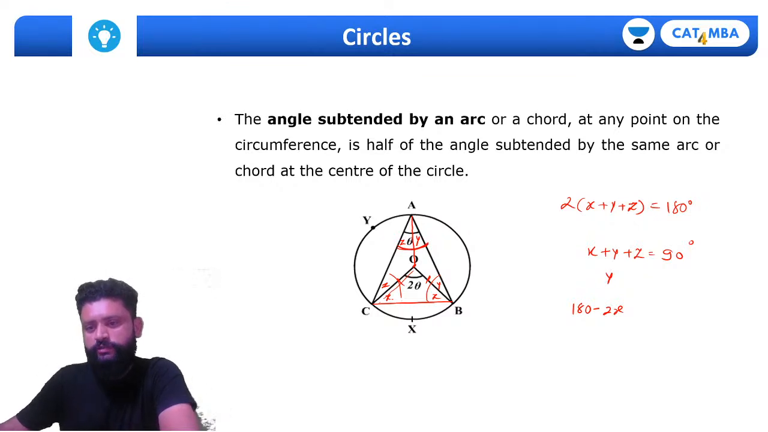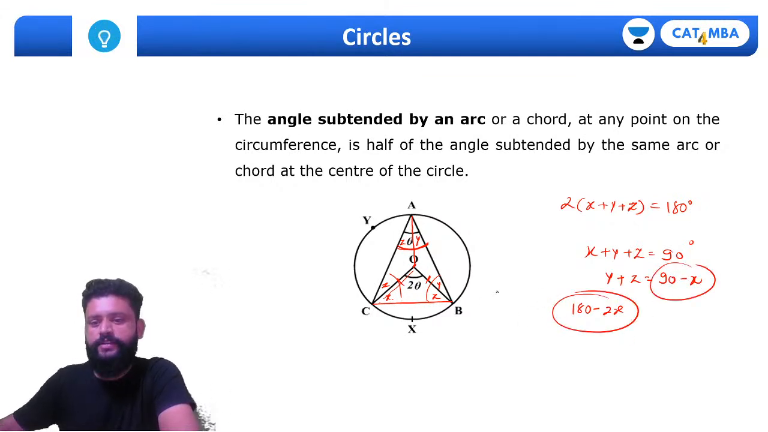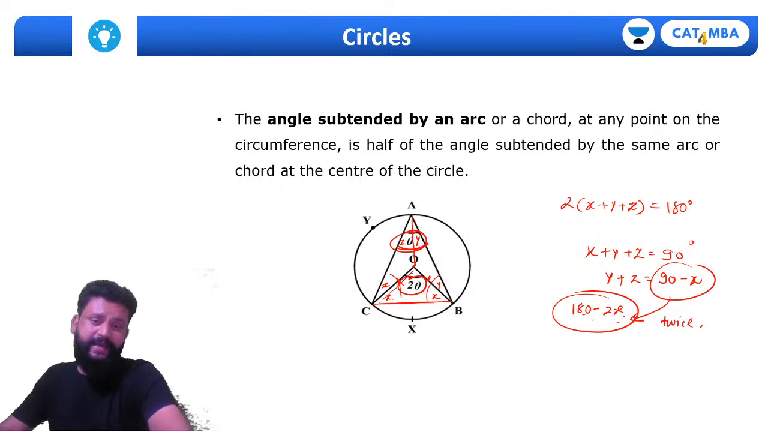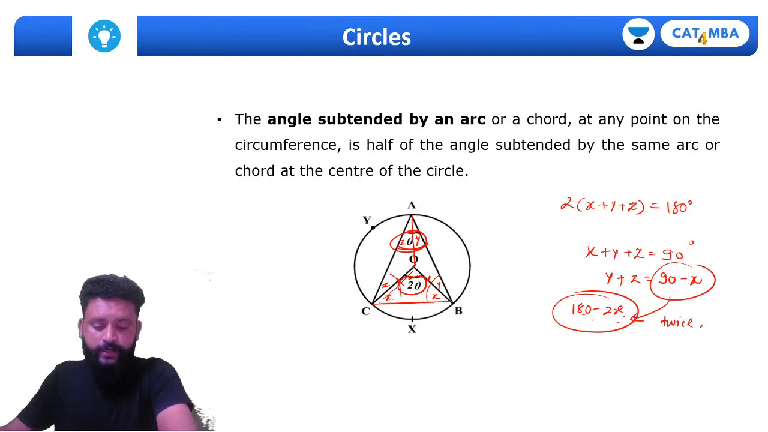So can you tell me what is the value of y plus z? Y plus z will be, look at this, y plus z has to be 90 minus x, and this is 180 minus 2x. So look, if you double 90 minus x you get 180 minus 2x, that is twice of this. So y plus z is this angle, and this one is 180 minus 2x. So simply I can say this angle is double of the angle subtended at A. Hopefully you understood this part.